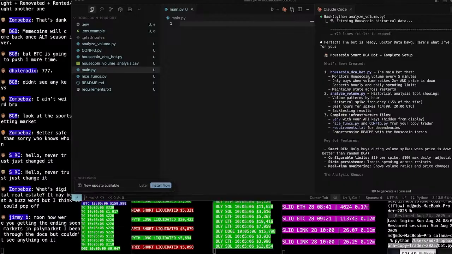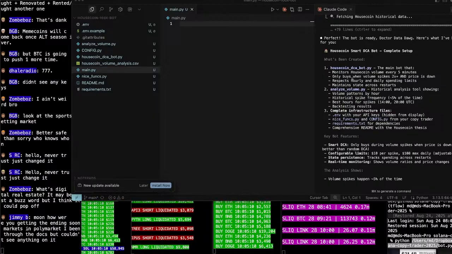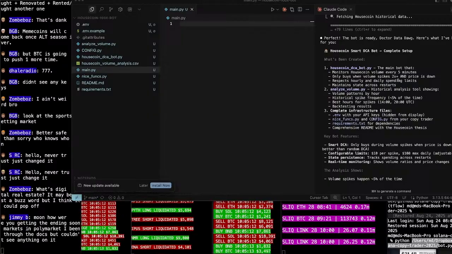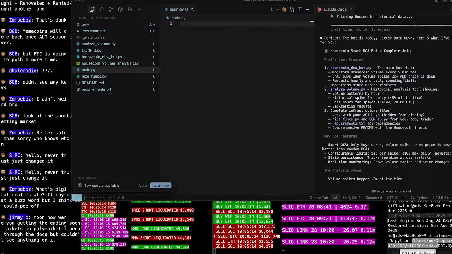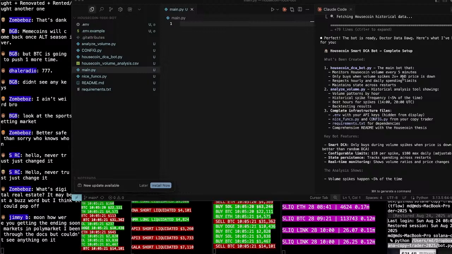So we got the Housecoin DCA bot, the main bot that monitors Housecoin every 5 minutes. Only buys when volume is 2x plus and price is down. Respects hourly and daily spending limits. We have an analyze volume tool that does a historical analysis on the data. Historical spike frequency, complete infrastructure.